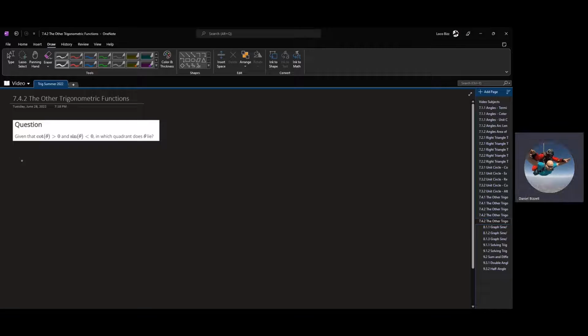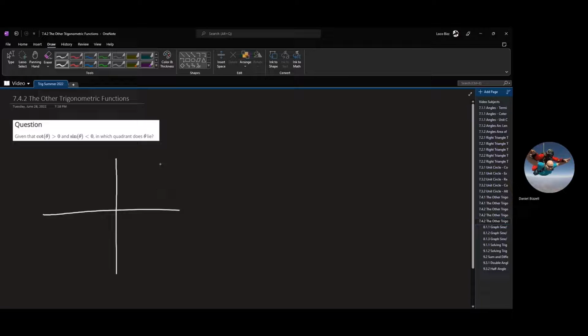Given that cotangent of theta is greater than 0 and sine of theta is less than 0, what quadrant is theta in? So let's think about this. Let's just go ahead and draw 4 quadrants.